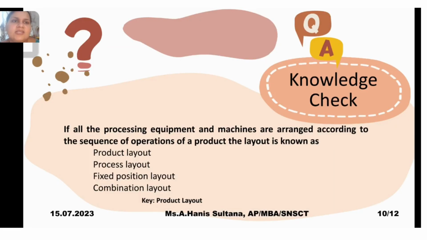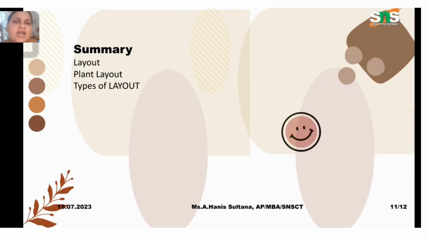Thank you for listening to this video. Now a small knowledge check: if all the processing equipment and machines are arranged according to the sequence of operations of the product, the layout is known as a product layout. So sequentially we are arranging for the purpose of manufacturing a product, then we call it a product layout. So thank you for listening, and this is the summary.